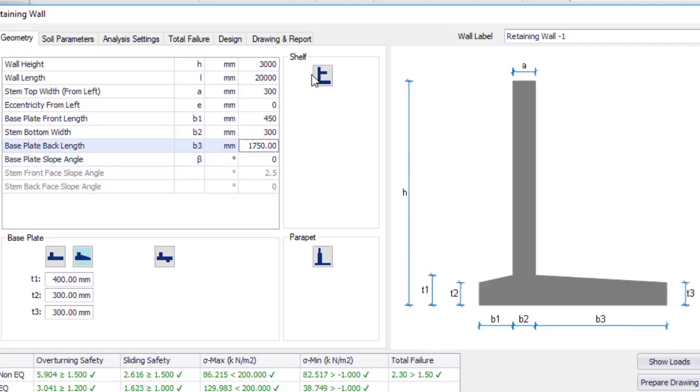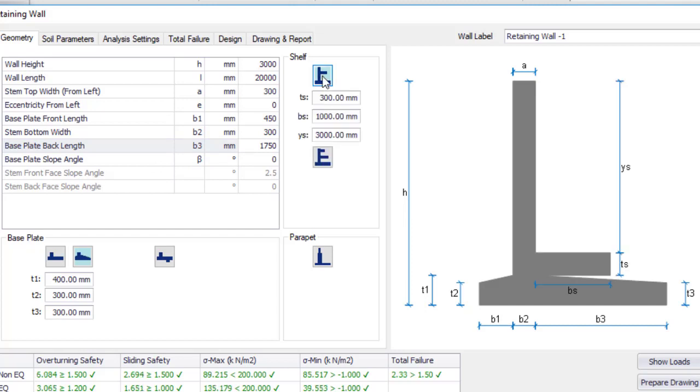Okay, this you are seeing here, the shelf and the parapet, they still have to do with the stem. Okay, so let's assume you want to have a shelf, a single shelf, for example. Just click on this. You are going to see you have a shelf like this.